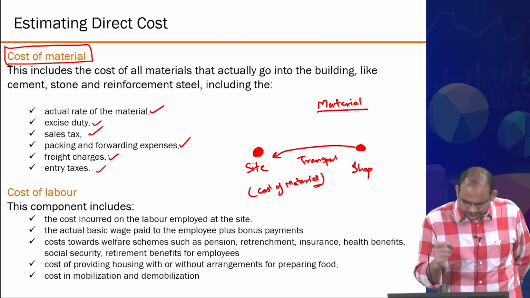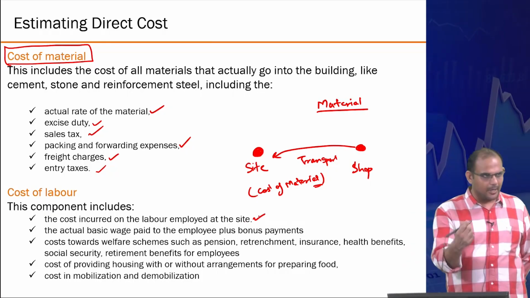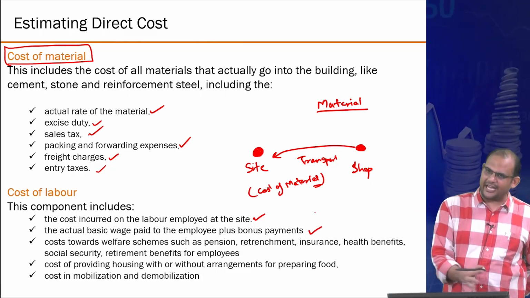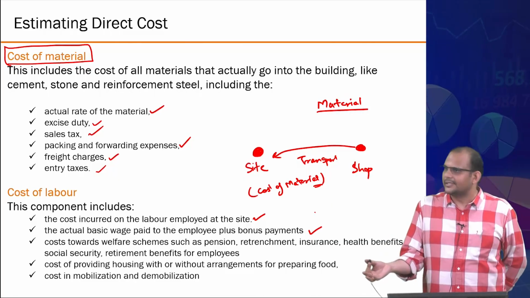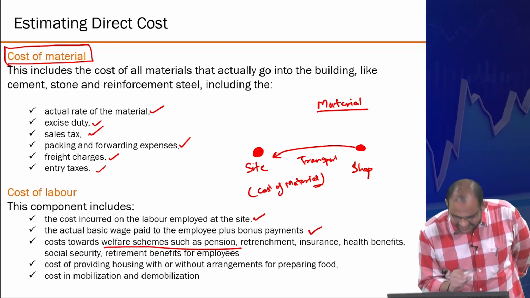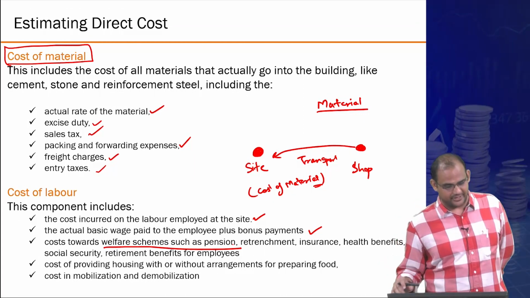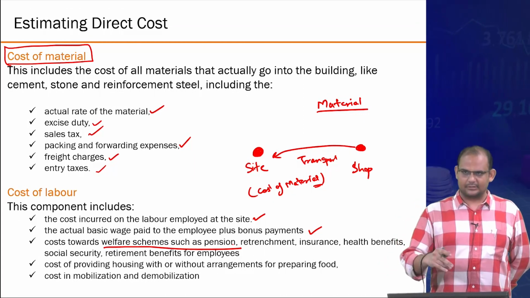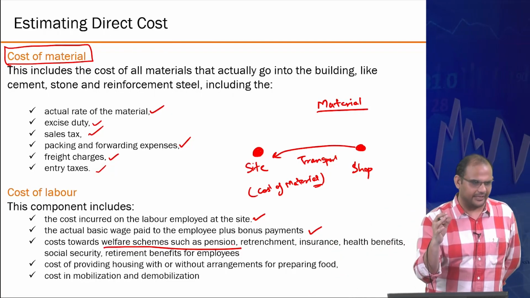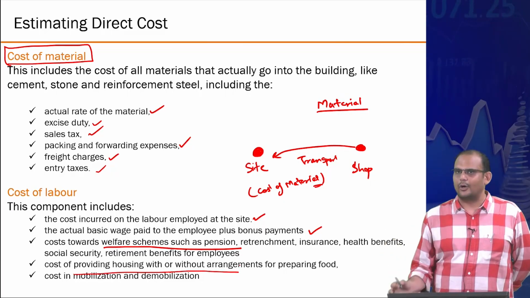Okay. In labor, there is the actual cost to employ the labor on site, which sometimes involves the basic wage, average wage, plus the bonus, right? Bonus you could track separately or you could keep it there. Welfare schemes, pensions, retrenchment, insurance, health benefits, social security, you could again track them separately or per unit labor, you could track to a specific activity, right? Cost of providing housing with or without arrangements for preparing food. All these are real issues.